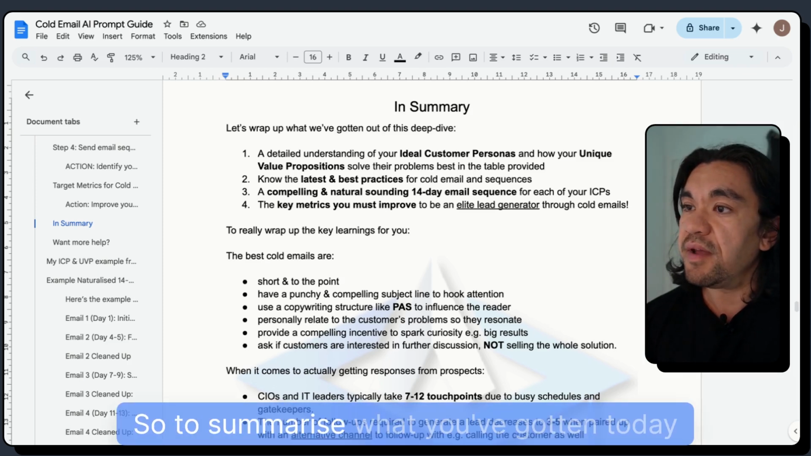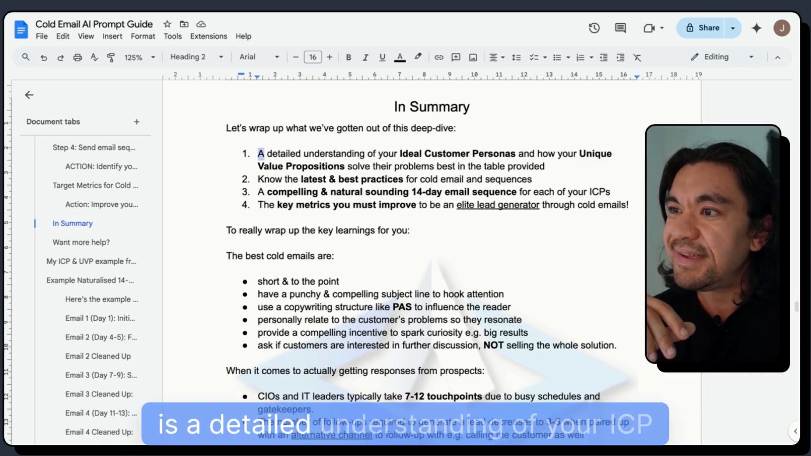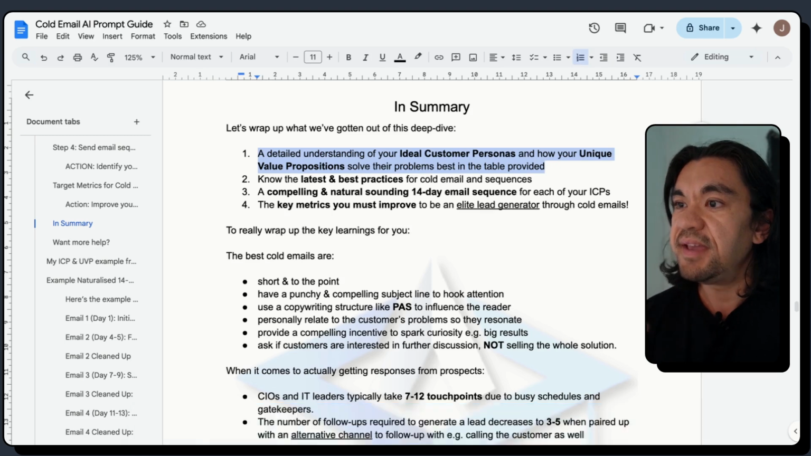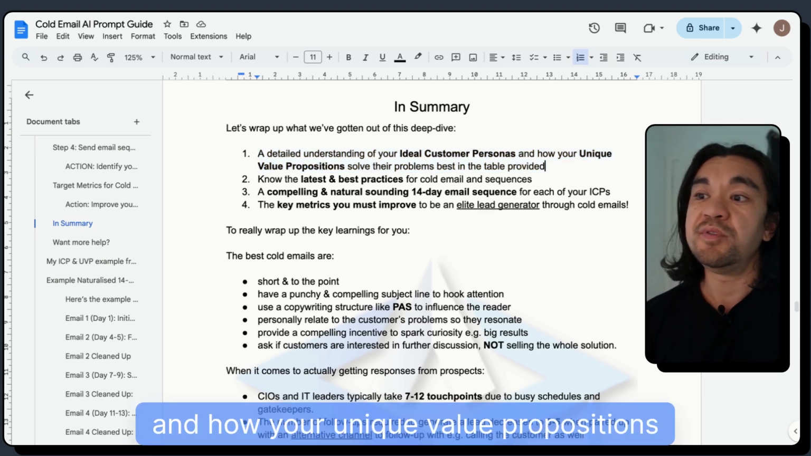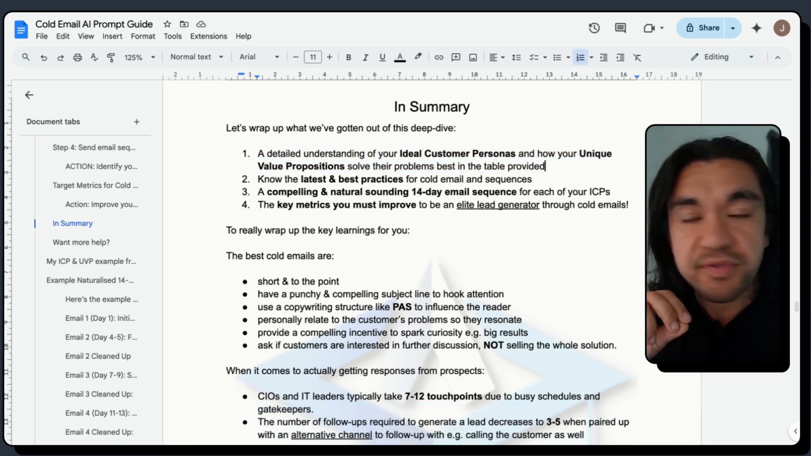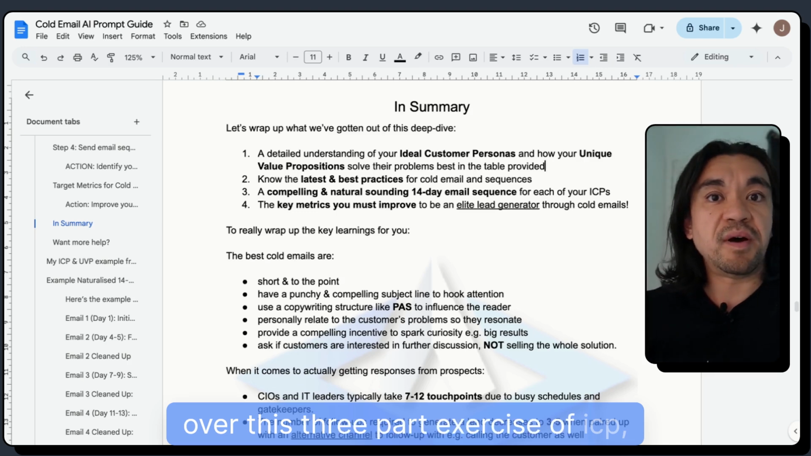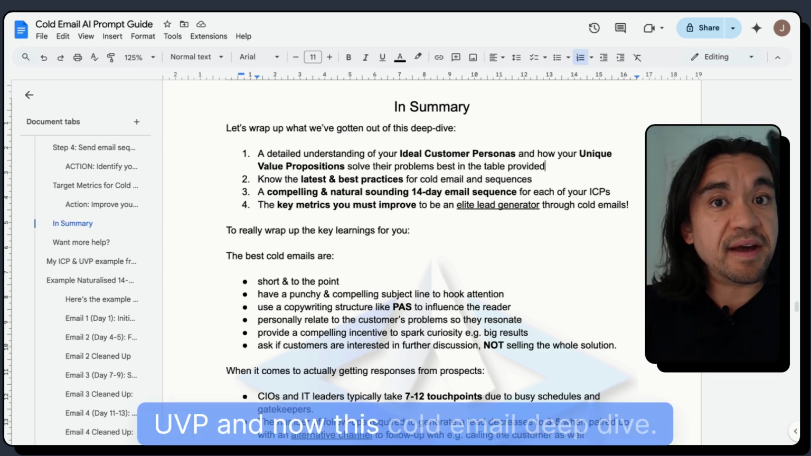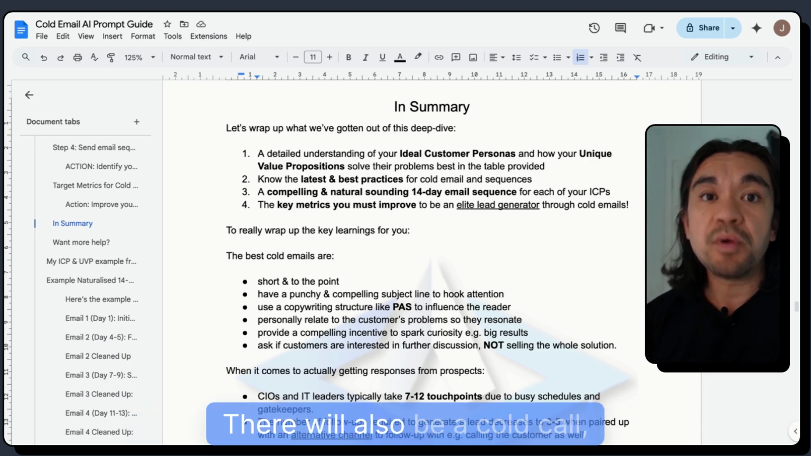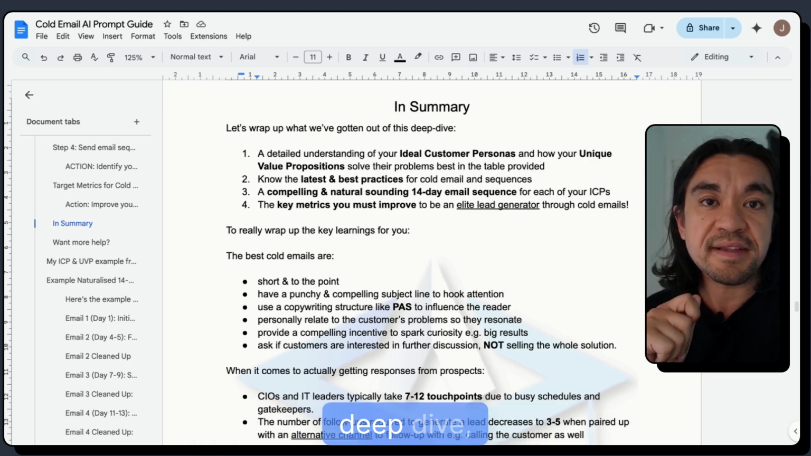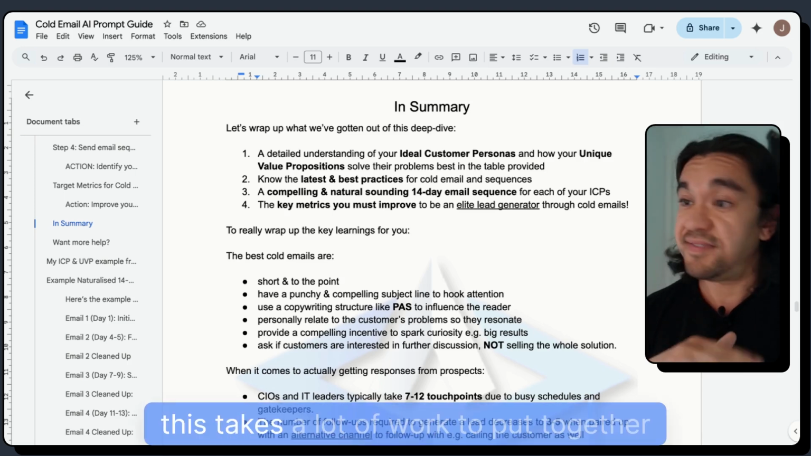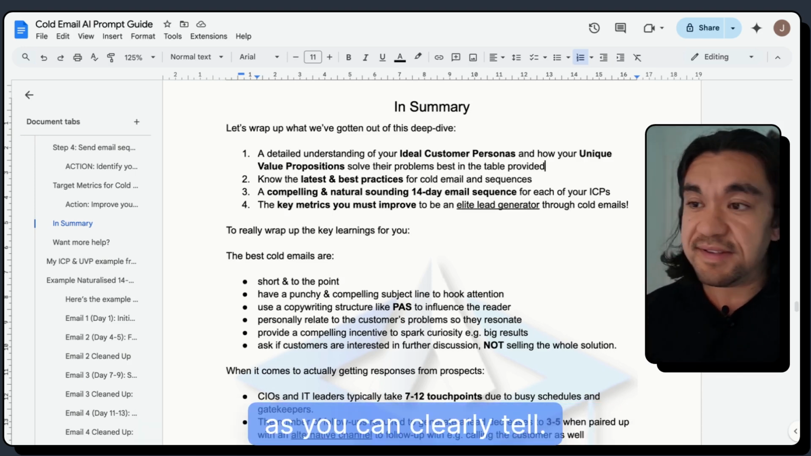So to summarize, what you've gotten today is a detailed understanding of your ICP and how your unique value propositions uniquely solve those problems, okay? Over this 3-part exercise of ICP, UVP, and now this cold email deep dive. There will also be a cold call deep dive soon, all right? This takes a lot of work to put together, as you can clearly tell.